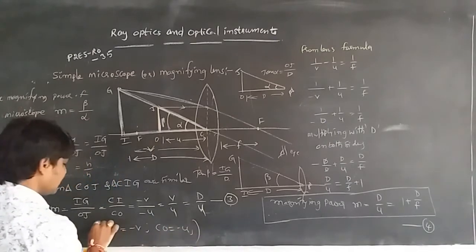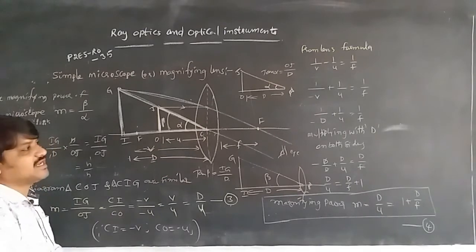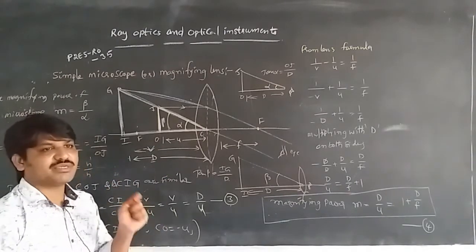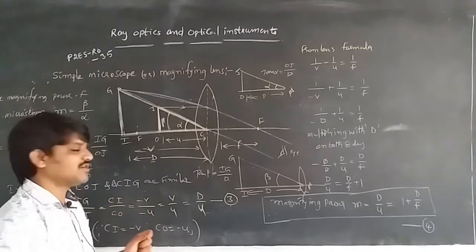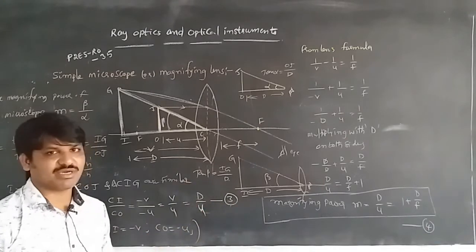From this, the value V is equal to D, the distance of distinct vision. Whenever the eye is taken near to the lens, the distance of the image is equal to the distance of distinct vision D. So m is equal to V by U, that is D by U. Consider it equation number 3.